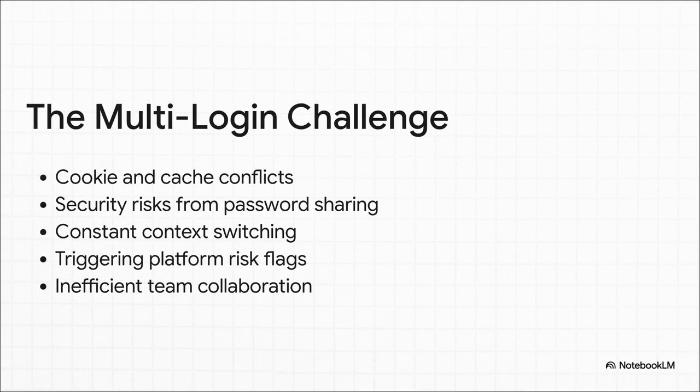The crazy part is how all these little problems just snowball. You start with the simple annoyance of cookie and cache conflicts, but then you're tempted to share a password with a teammate, which, let's be honest, is a huge security no-no. All that context switching just destroys your focus, and even worse, it can actually trigger security flags on big platforms like Amazon or Google, putting your accounts at risk. It just makes working together a total drag.